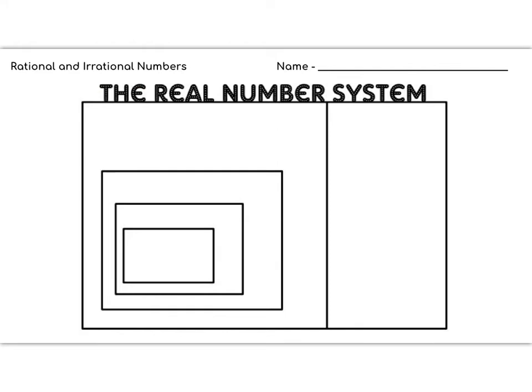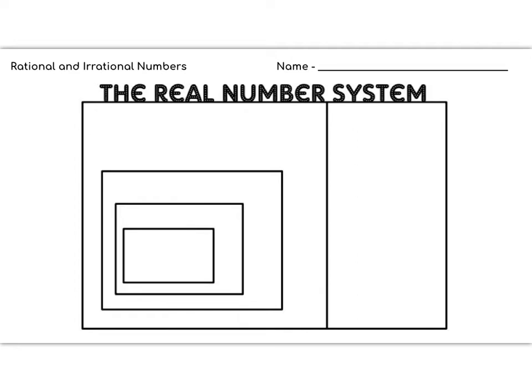You may have seen Venn diagrams before that were circles or overlapping circles. This one is just rectangles, and notice I have rectangles inside of rectangles and I have divided rectangles. That's going to be important.